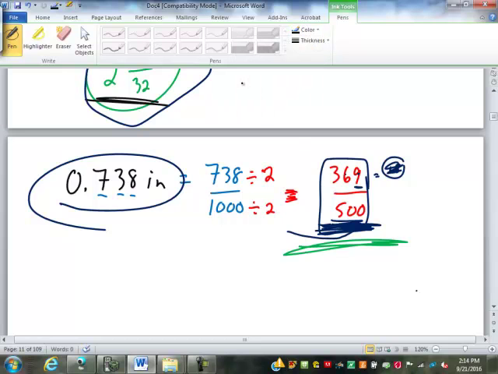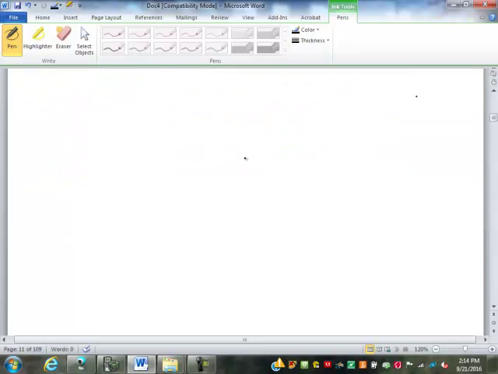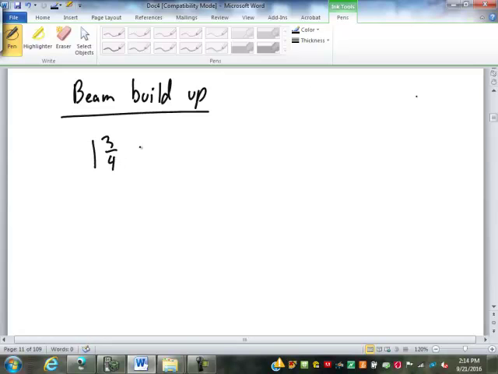Okay, with that, let's take a look at some of our applications then of our decimals. One application I want to look at is we're going to do a beam buildup. So for our beam, we're going to use 1 3/4 inch LVLs. LVL stands for laminated veneer lumber. So 1 3/4 inch means they're 1 3/4 inches wide.